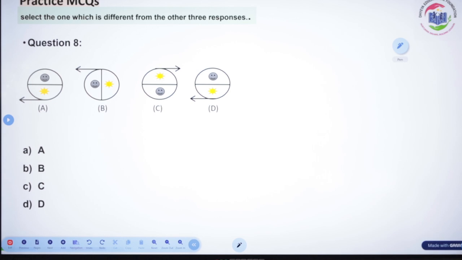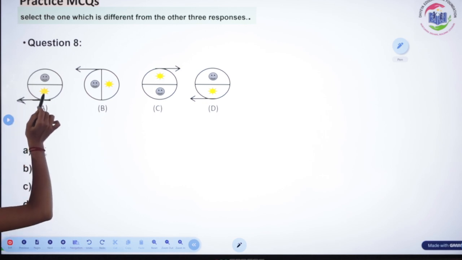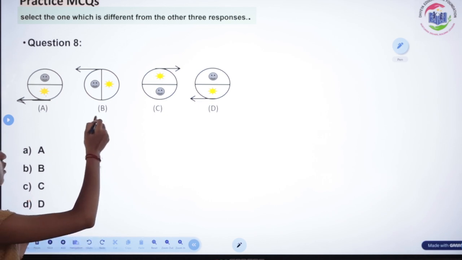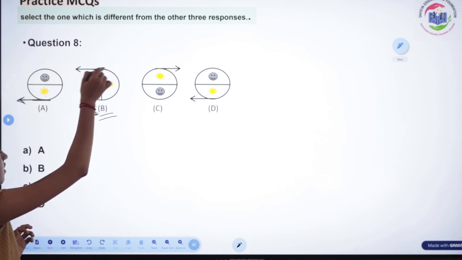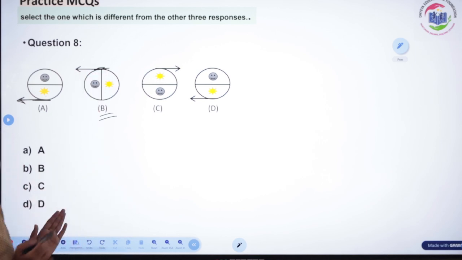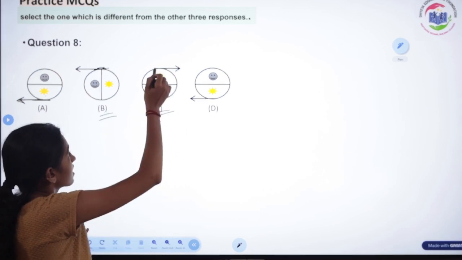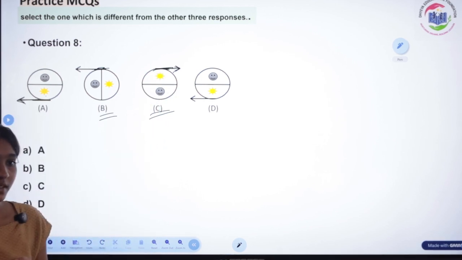If you observe in the first, the arrow is at the stars, the arrow is at the star here, but if you observe in B, it is not at the star, it is at both the smile and star. If you observe option C, the arrow is again aligned with the star.